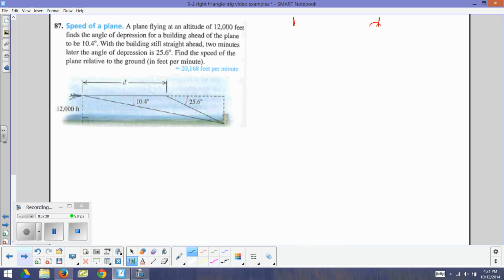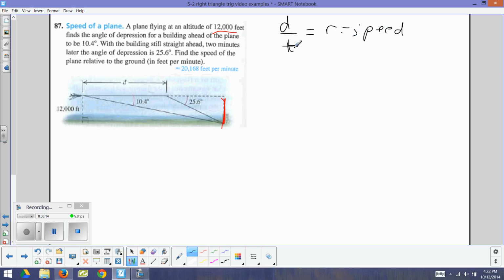The last example I want to do, a plane is flying at an altitude of 12,000 feet. That's 12,000 feet also. Find the angle of depression for a building to be 10.4. With the building still straight ahead, 2 minutes later, the angle of depression is 25.6. Find the speed of the plane. Remember, the speed of the plane, it's like a rate. Distance over time is equal to my rate or my speed.